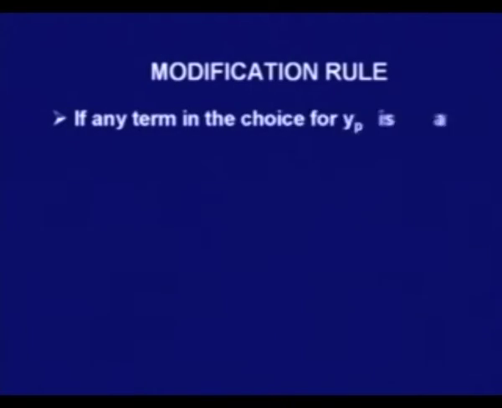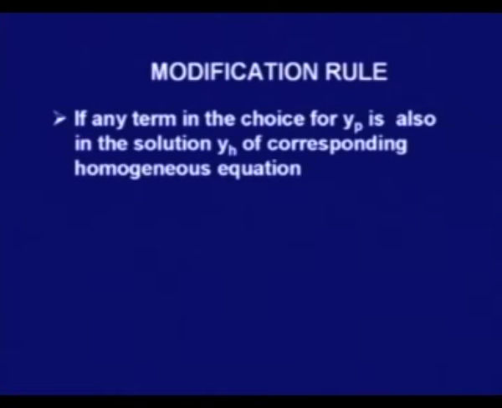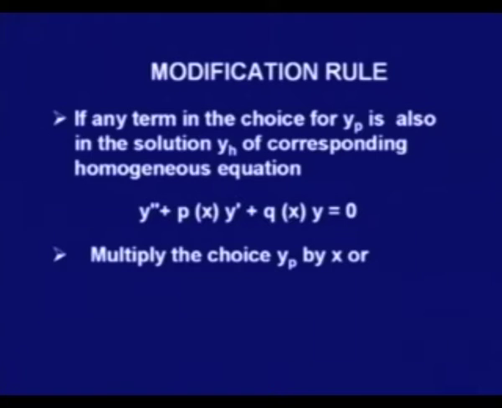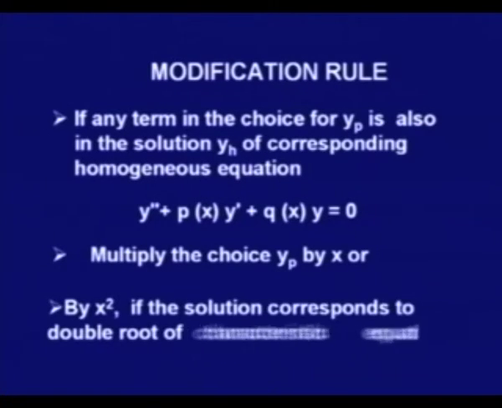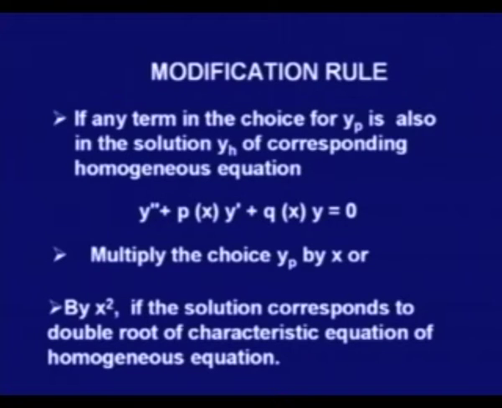That is the second rule, the modification rule. It says if any term in the choice for y p is also in the solution y h of the corresponding homogeneous equation y double dash plus p x y dash plus q x y is equal to 0, then multiply the choice y p by x, or by x square if the solution corresponds to the double root of the characteristic equation of the homogeneous equation.